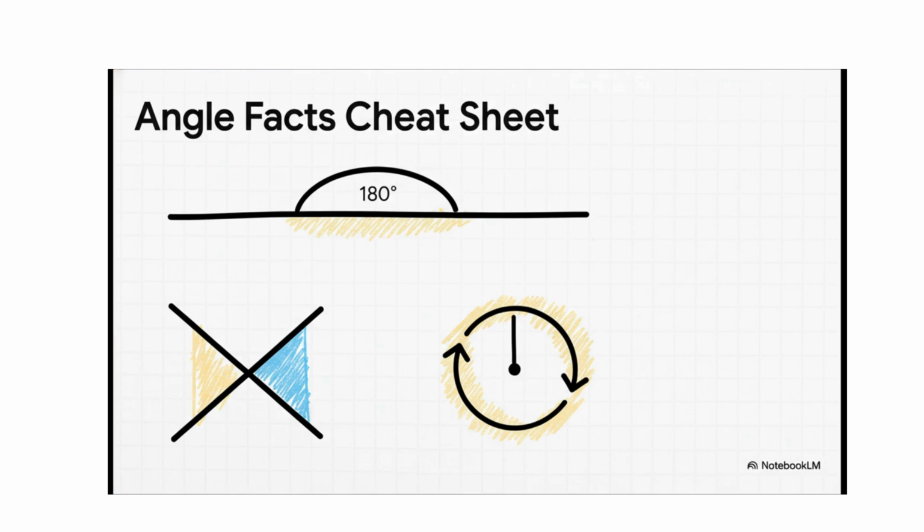Okay, so here's a quick cheat sheet for how these things play together. These are the fundamental truths we can always rely on. A straight line is always 180 degrees, a full turn all the way around is 360, and when two lines cross, the angles opposite each other are always identical. We're going to need these later, so keep them in your back pocket.